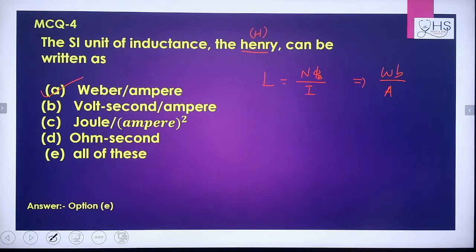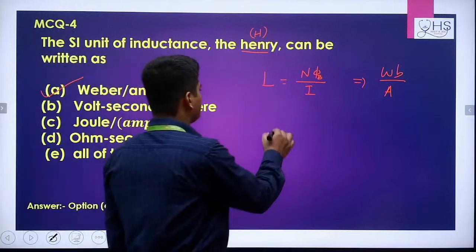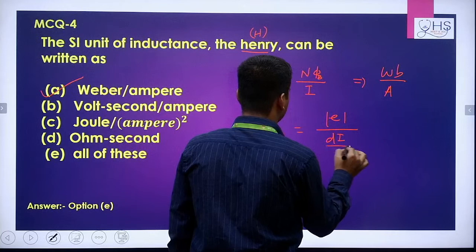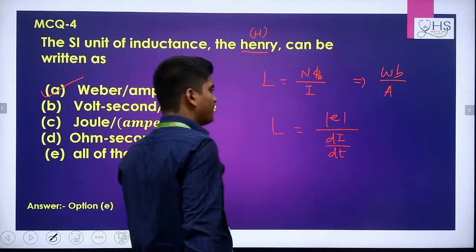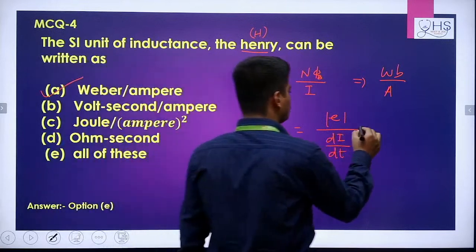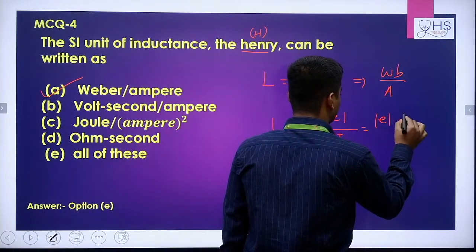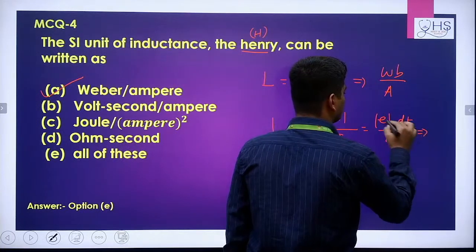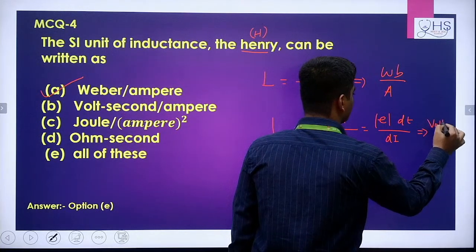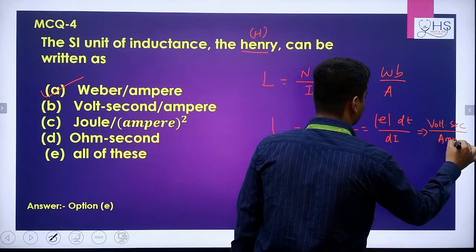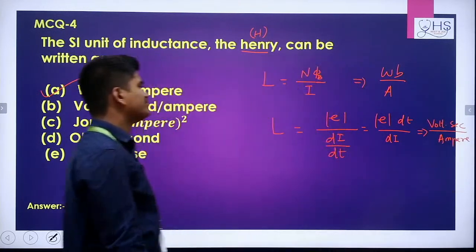How can you check? Now, inductance I have written like this. Sometimes you see L equal to E by di by dt. I have already given the formula for self inductance. Now here, I can write this as EMF into dt by di. EMF means volt into second, divided by current, which means ampere.